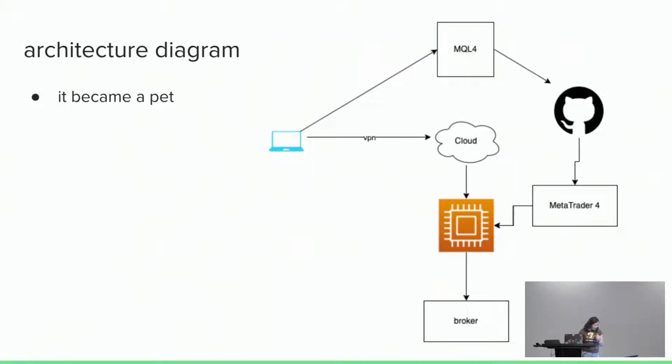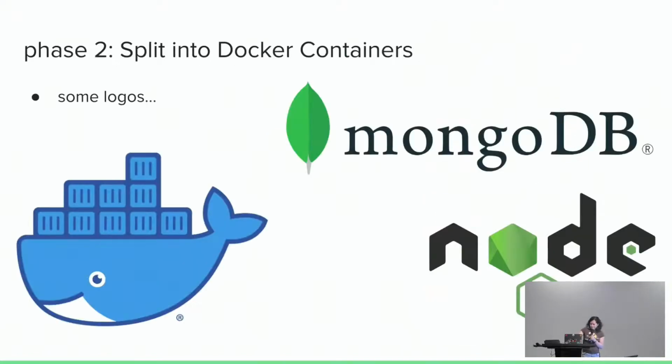Oh, and here's an architecture diagram. Yeah, it became a pet. As you can see here, it's just an EC2 instance or an Azure VM running MetaTrader 4. I had some code, which is in MQL4, which is based on C++. It's on GitHub, and it talks to the broker. And I usually try to log into my instance using a VPN.